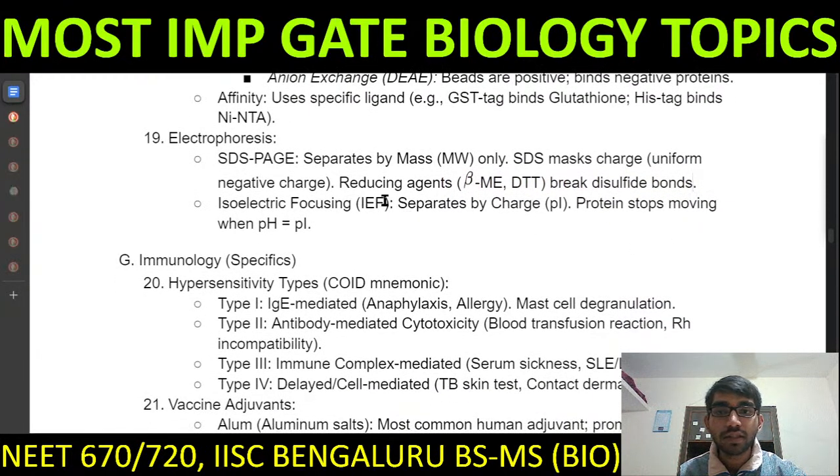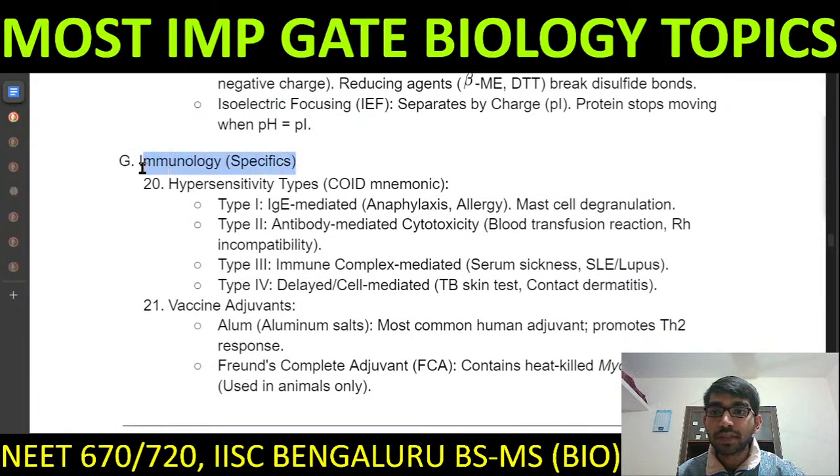Then there is isoelectric focusing, which separates by charge. Remember this. SDS PAGE separates by molecular weight or mass, and isoelectric focusing separates by charge, or the pI of the protein. Protein stops moving when pH equals pI. So when pH equals pI, the protein charge becomes neutral and the protein will not move because there will be no effect of the electric field.